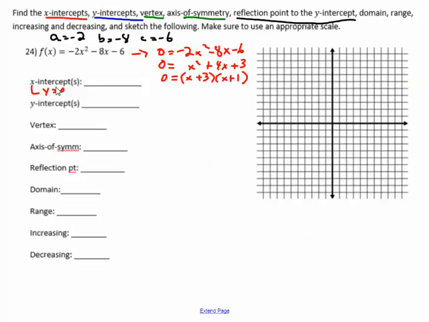I'm going to find my x-intercepts by factoring this. Either x plus 3 equals 0 or x plus 1 equals 0. Subtract 3, I get x equals -3, or, over here, subtract 1, x equals -1. So my two intercepts are (-3, 0) and (-1, 0), because x-intercepts are points. There's my two x-intercepts.